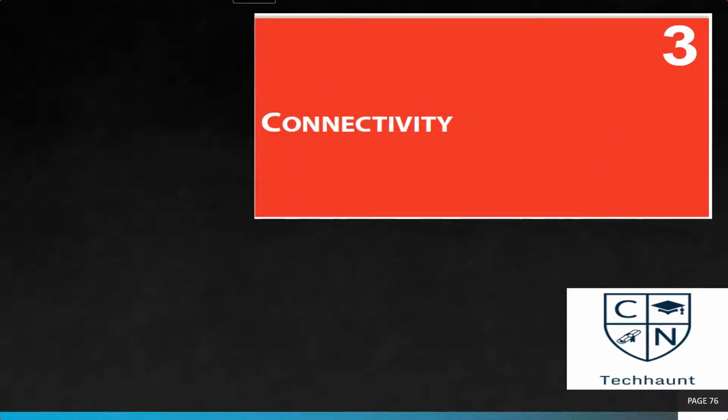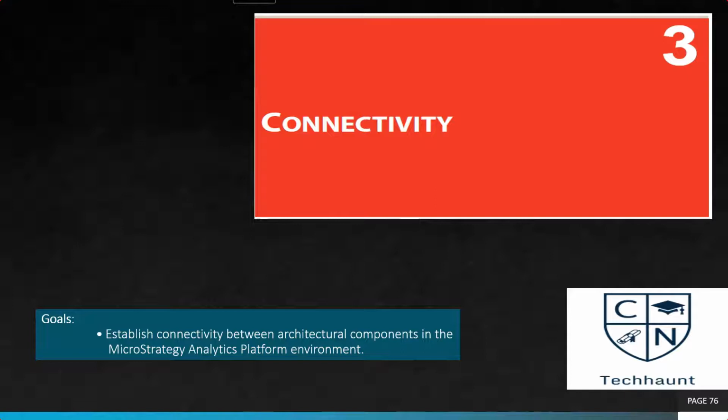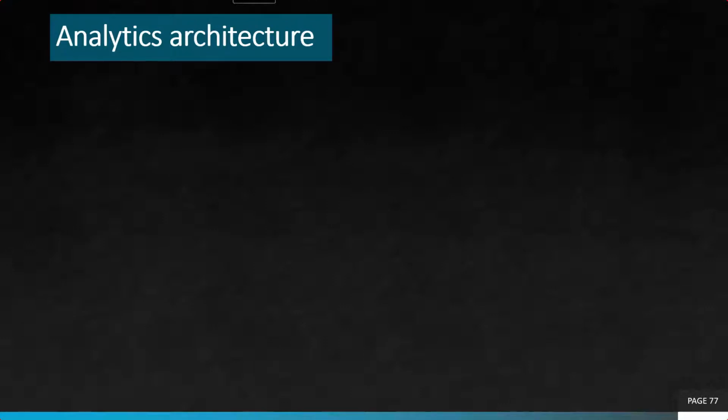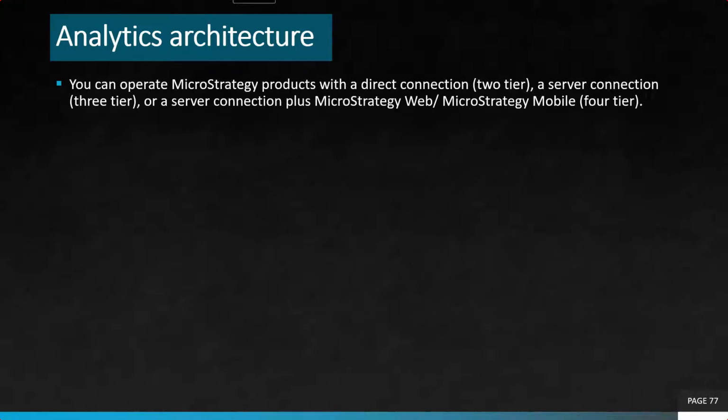This is our third chapter, and we are going with the connectivity now. Our goal is to establish the connectivity between our architectural components. Let's see how many types we have available in MicroStrategy. We have three architectures: two-tier architecture, three-tier architecture, and four-tier architecture.